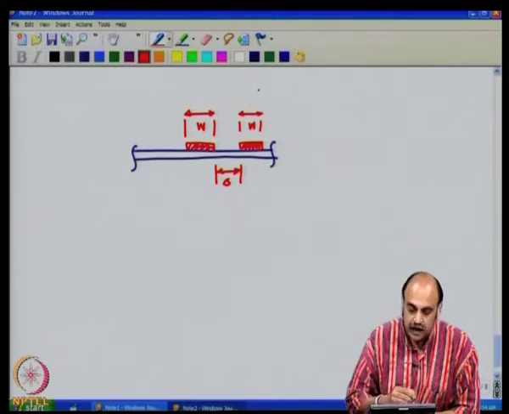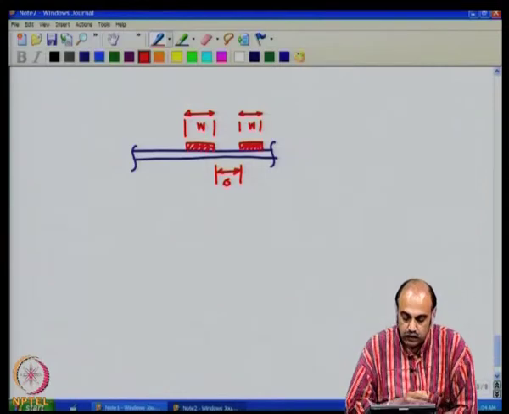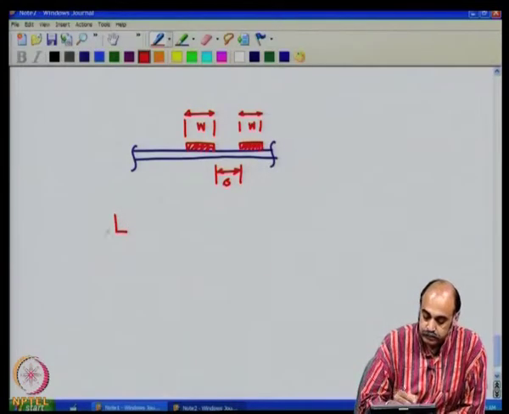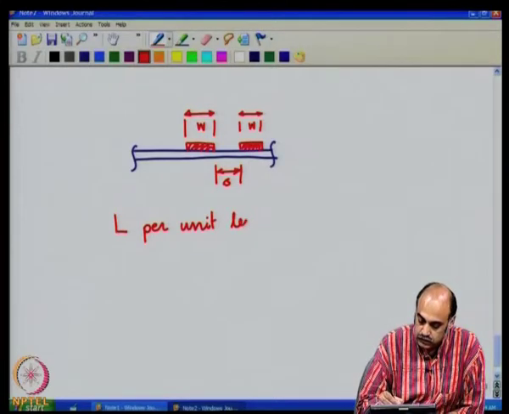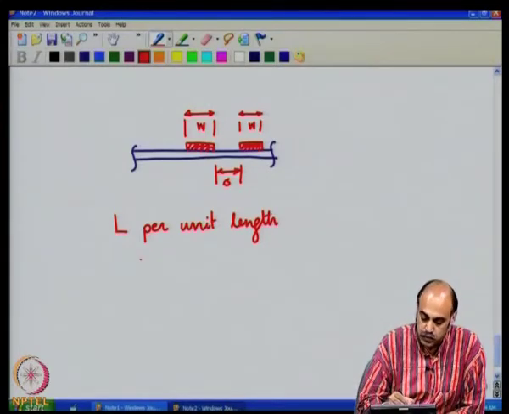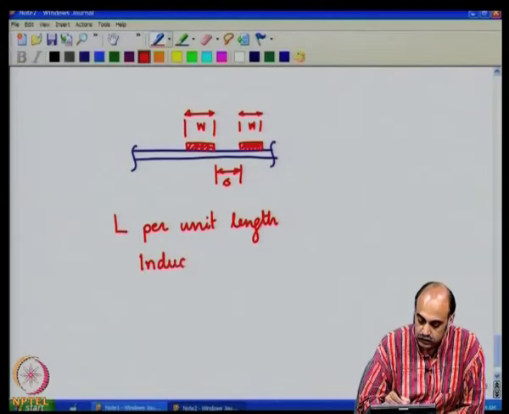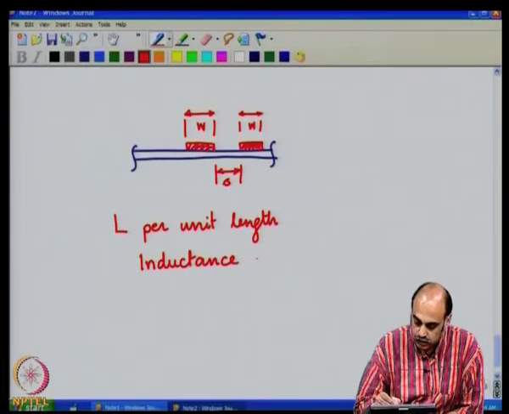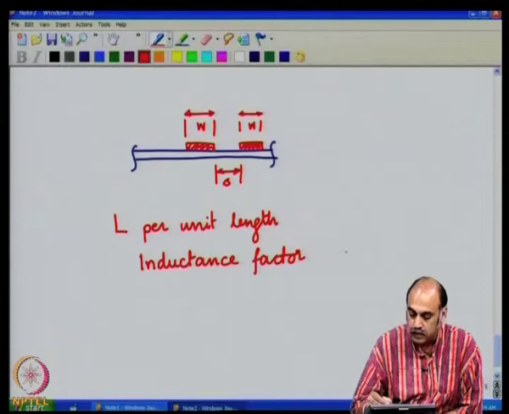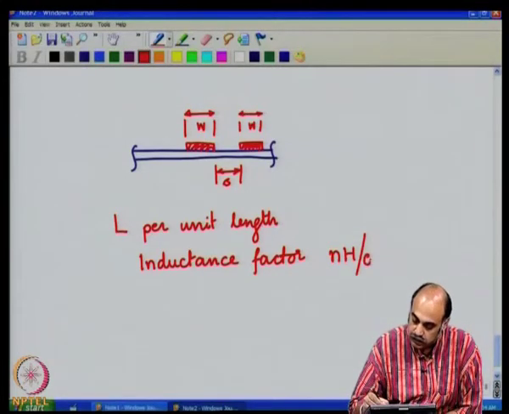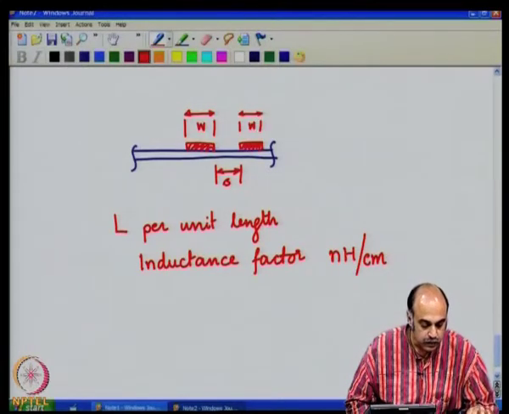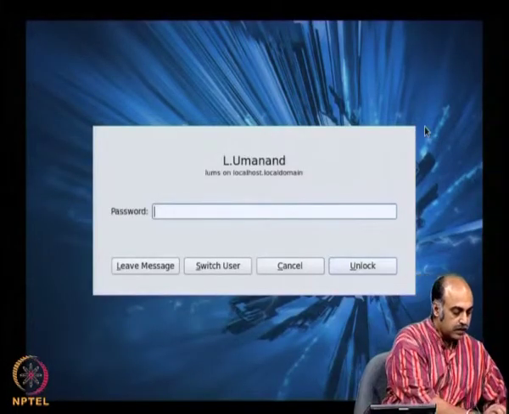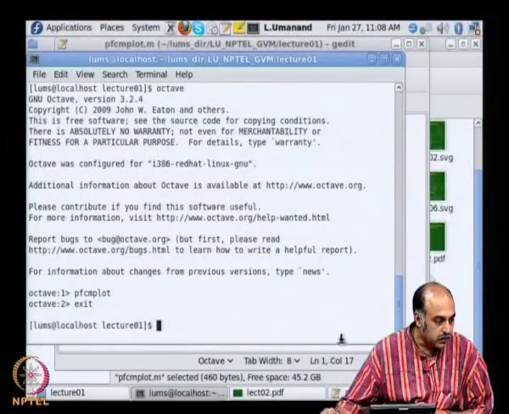This is also an empirical rule that I will be giving you now, which will give you L per unit length. So, you can call it the inductance factor. Nanohenry per centimeter, that is what we will be having. Now, let us go back to the slide and see how we go about estimating the inductance value.